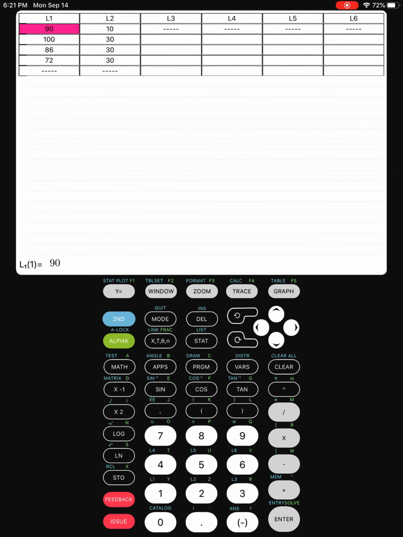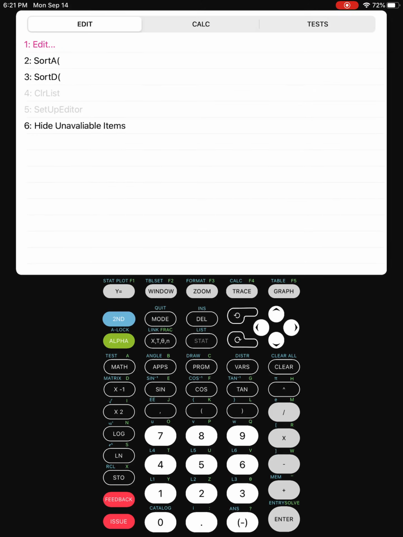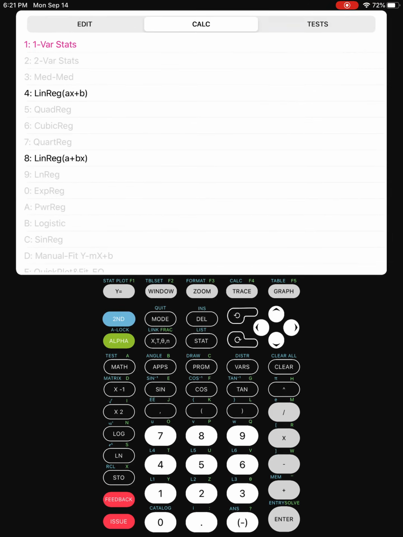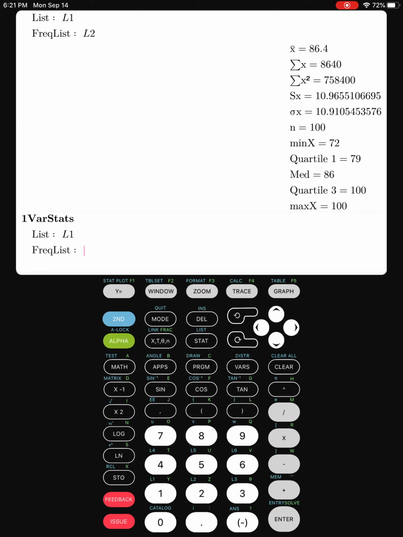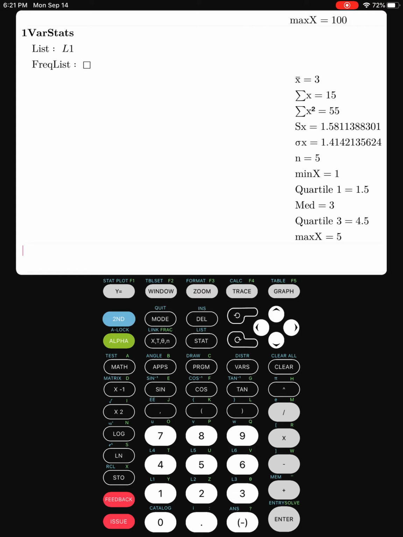I'm going to edit my list. List 1. Oh, shoot. Was it 3, 4, 1, 2, 5? I don't know if it was exactly in that order, but those were the 5 data points. It doesn't really matter what order they come in. Then I'm going to go to stat. I'm going to calculate 1 variable stats. I don't want to put weights on it, so I don't need a frequency list, and I edited that first list there.